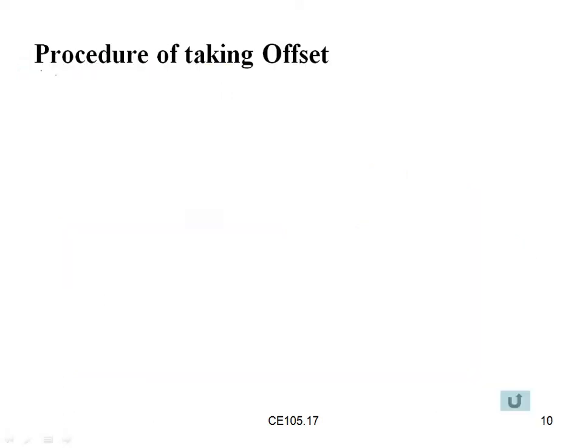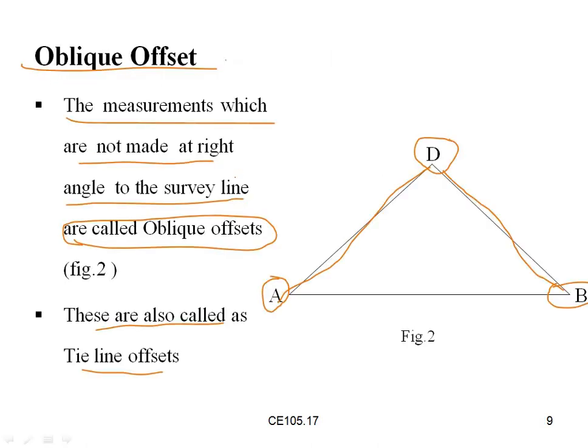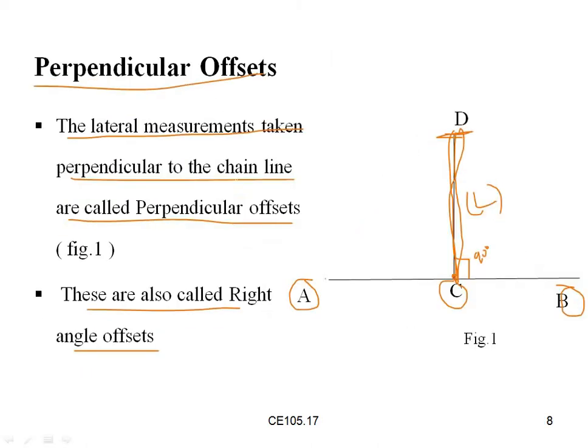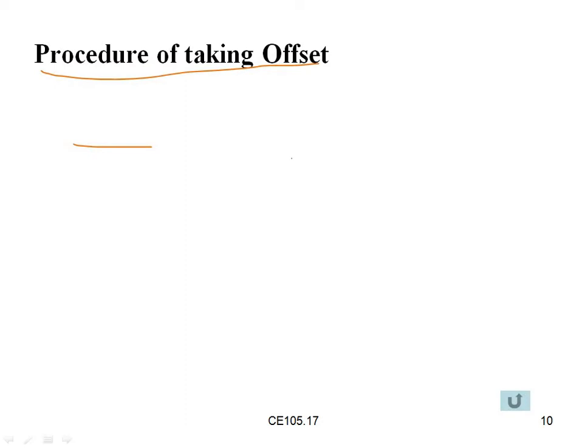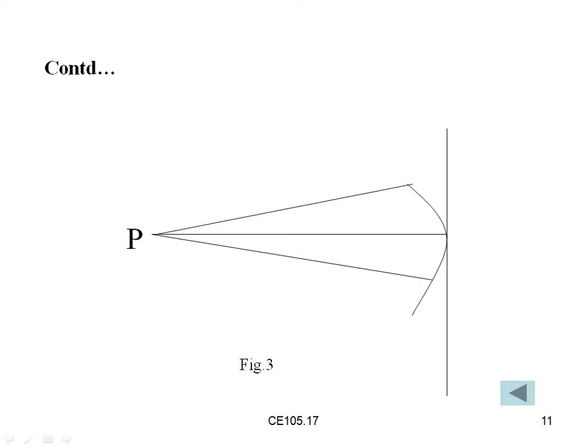Now let us see the procedure of taking an offset. In figure 3, what is figure 3 here? Let us go back. Figure 1, figure 2 is there, we don't have figure 3. But let P be the object. I think it is in the upcoming. Yes, this one. So this is the figure 3 diagram. We can see a P point is given, and this is the chainage line.